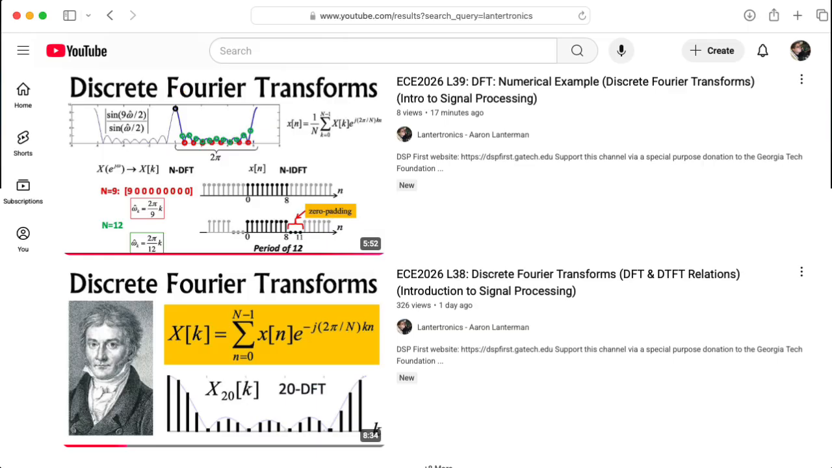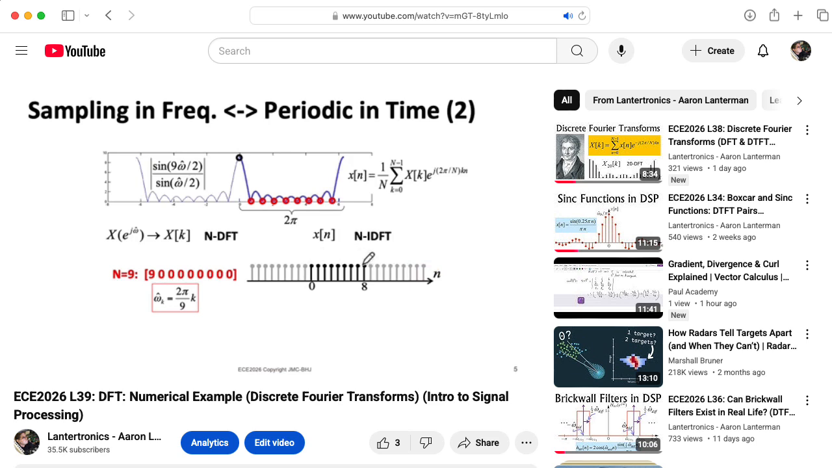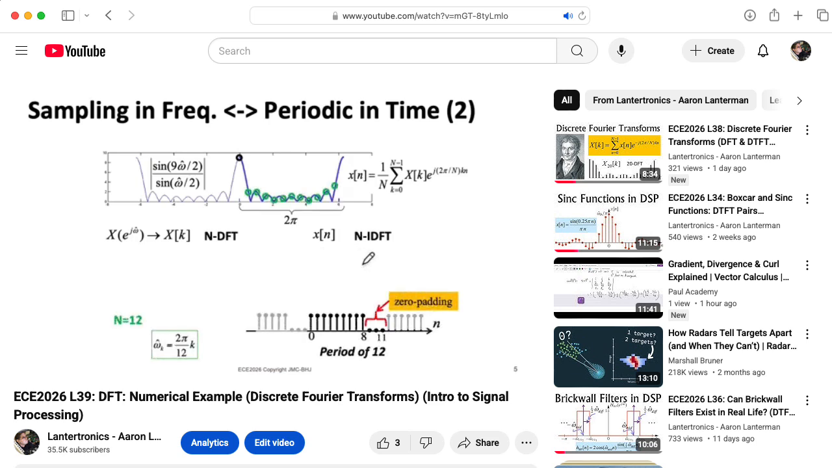In the last couple of lectures of ECE2026, Introduction to Signal Processing, we've explored discrete Fourier transforms. At the end of the last lecture, we touched on the idea of zero padding. Here, we'll explore that further.